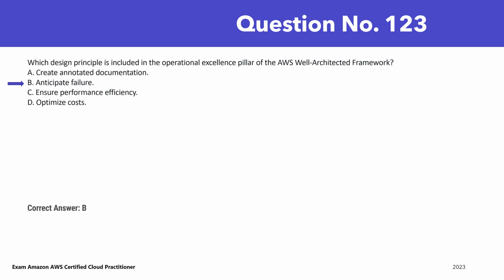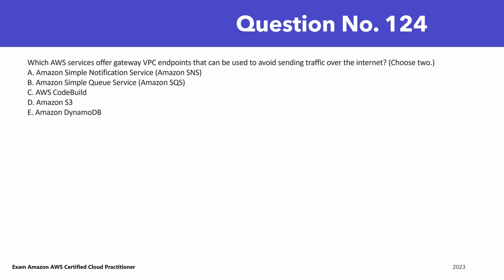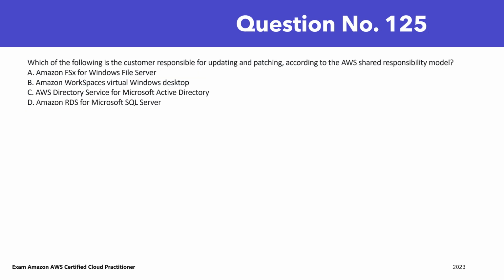Which AWS services offer gateway VPC endpoints that can be used to avoid sending traffic over the Internet? Choose 2. A. Amazon Simple Notification Service, Amazon SNS. B. Amazon Simple Queue Service, Amazon SQS. C. AWS CodeBuild. D. Amazon S3. E. Amazon DynamoDB. Correct answer, B, D.